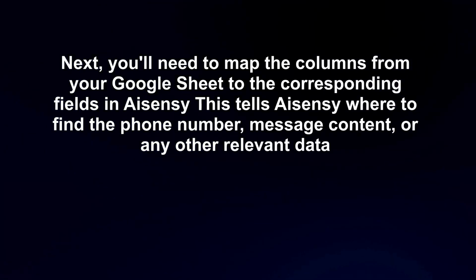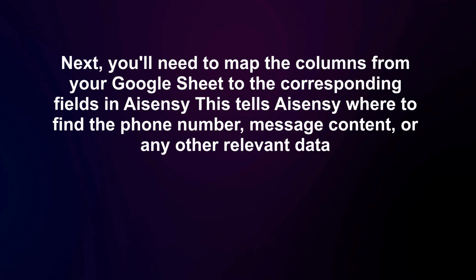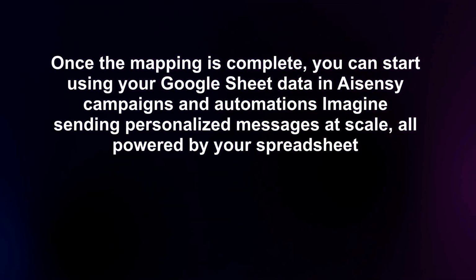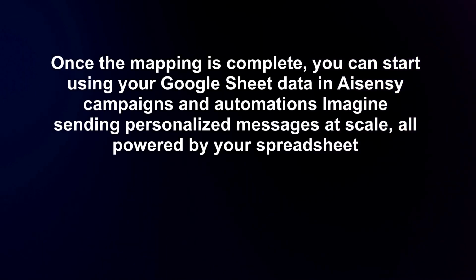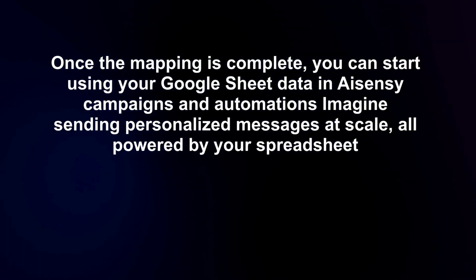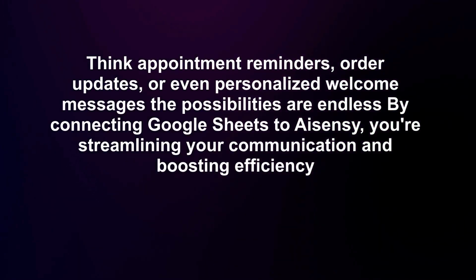This tells Aisensy where to find the phone number, message content, or any other relevant data. Once the mapping is complete, you can start using your Google Sheet data in Aisensy campaigns and automations. Imagine sending personalized messages at scale, all powered by your spreadsheet. Think appointment reminders, order updates, or even personalized welcome messages.